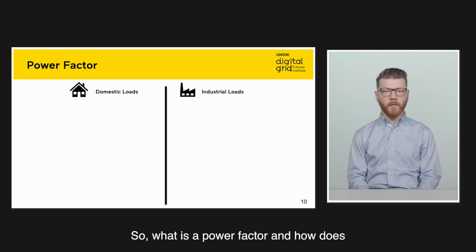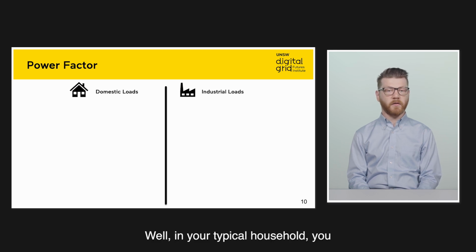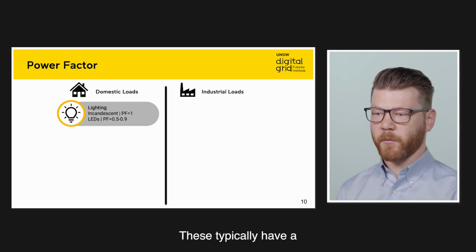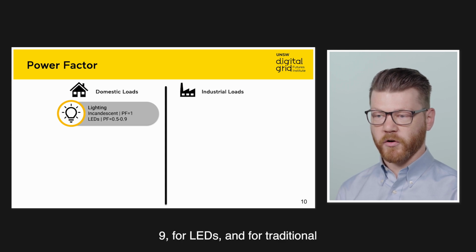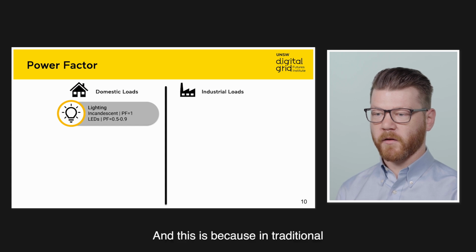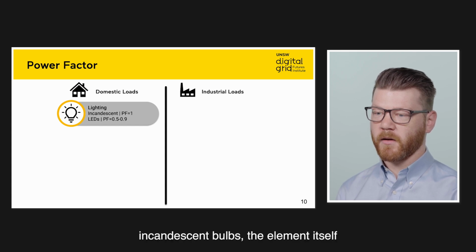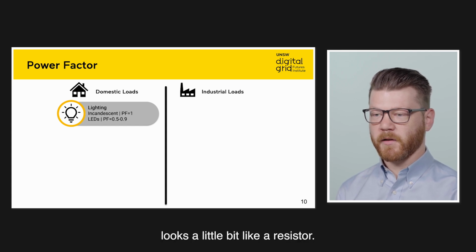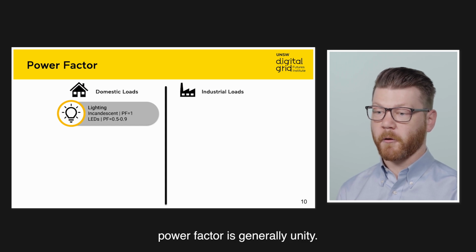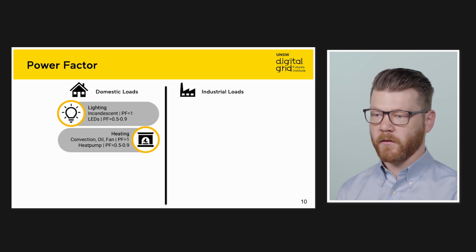So what is the power factor and how does it measure up against real-world loads? Well, in your typical household, you may have incandescent light bulbs. These typically have a power factor ranging from 0.5 to 0.9 for LEDs, and for traditional incandescent bulbs, the power factor is 1. This is because in traditional incandescent bulbs, the element itself looks a little bit like a resistor. There's no inductance, there's no capacitance, and so our power factor is generally unity.